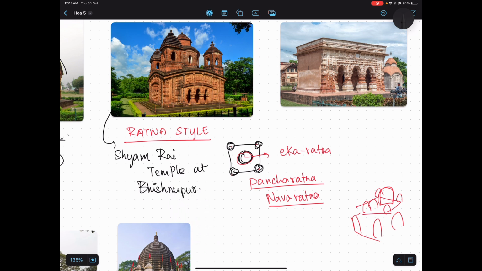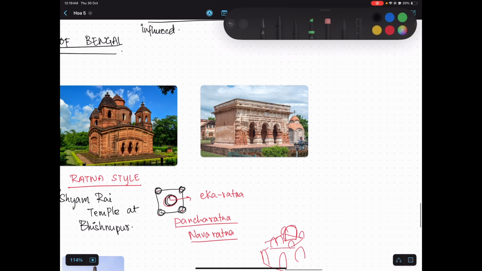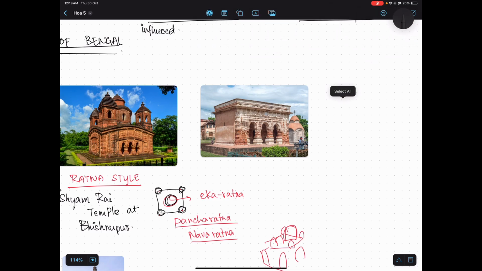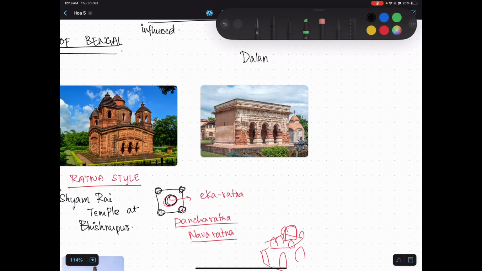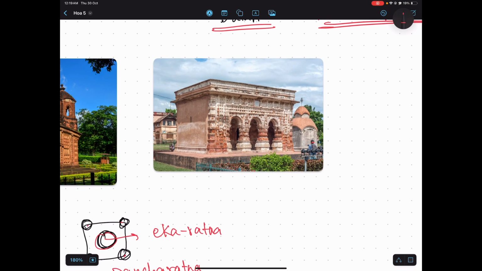Another temple for the Ratna style or the Pancharatna style is the Gokul Chand temple. Then we have our flat roofed temple, which is called Dalan. So Dalan is the flat roofed temple, and these have their famous three entrances, curved entrances, and they also have clustered or octagonal pillars.